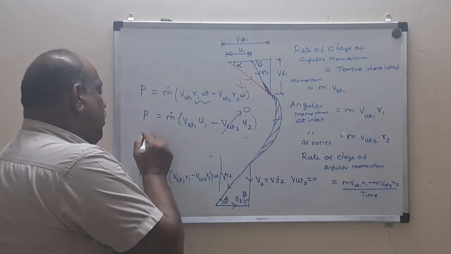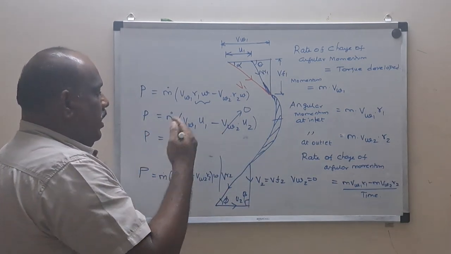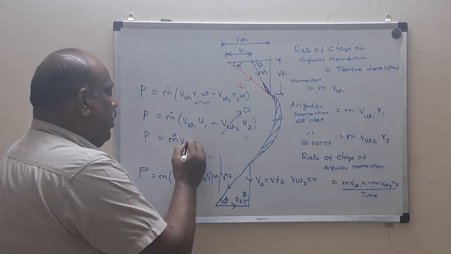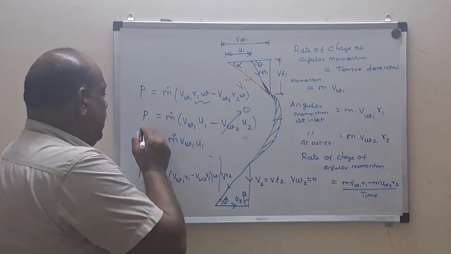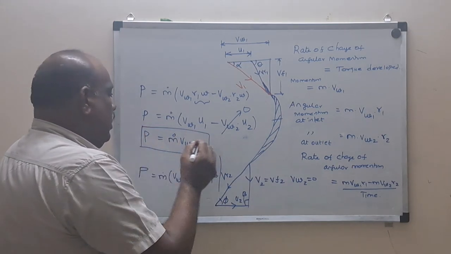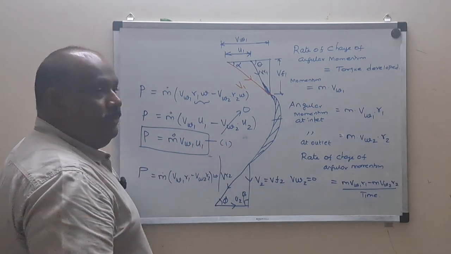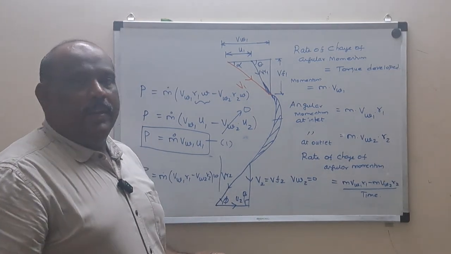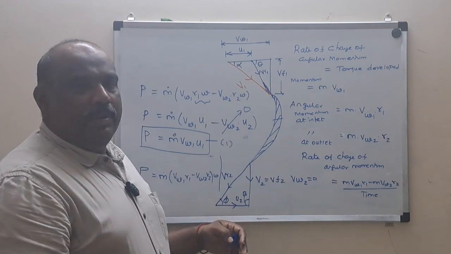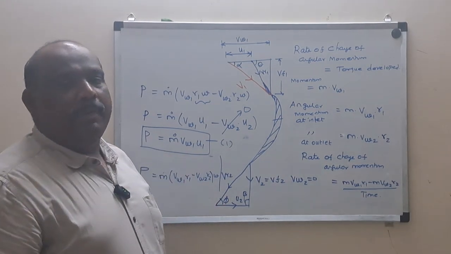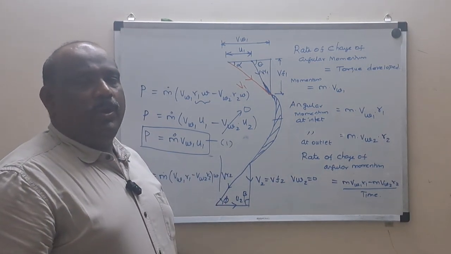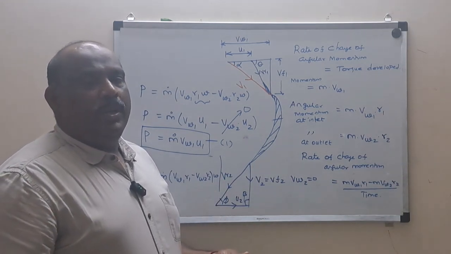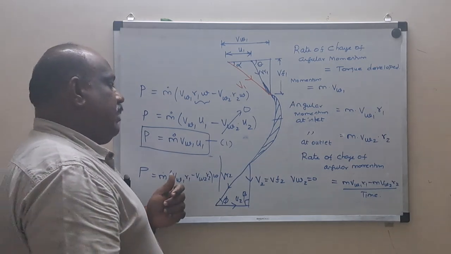So the power developed by the turbine will be equal to m dot Vw1 U1. Put a bracket for this term and keep it as equation 1. Okay, I hope you got it. I hope there's no need to repeat it once again. So we got the formula for the power developed by the turbine: m dot into Vw1 into U1. That is the power developed by the turbine.